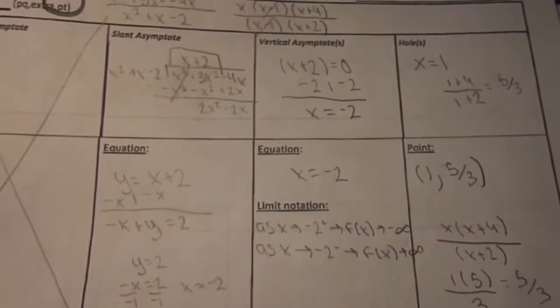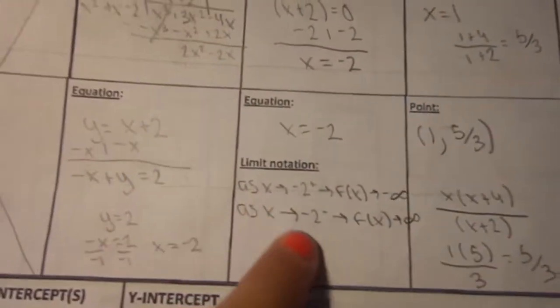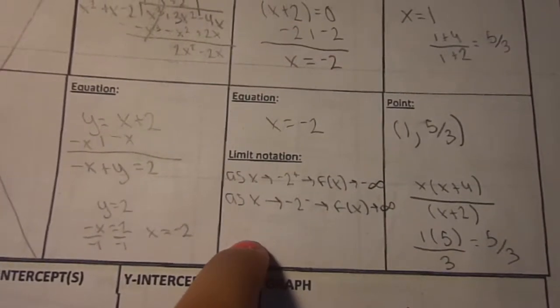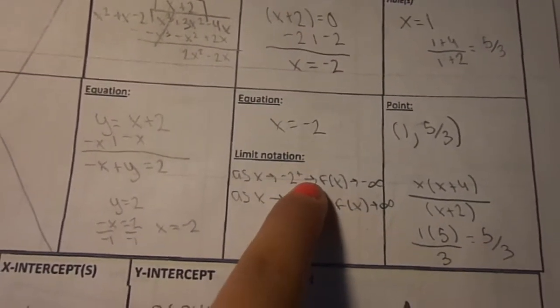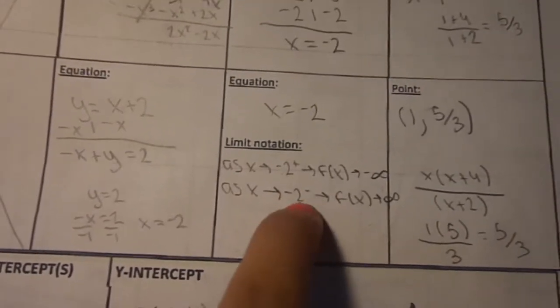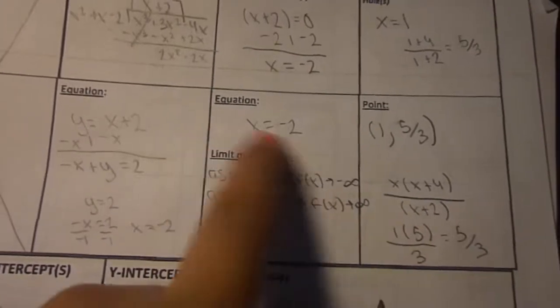And if I were to plug my original equation into my calculator, I will see this graph, and the graph ends up looking something like this, which is my overall graph. But what it shows us is that at the point negative 2, to the right my graph is going down, and to the left of the point negative 2, my graph is going up. So that ends up being my limit notation.